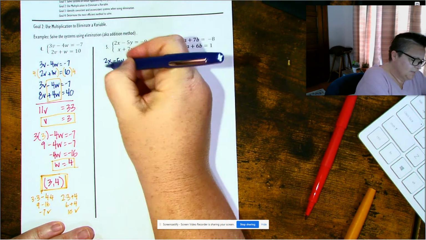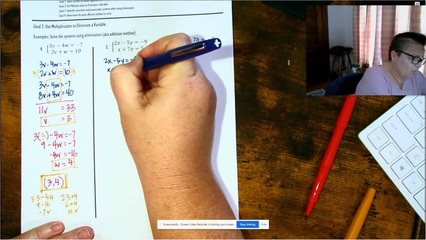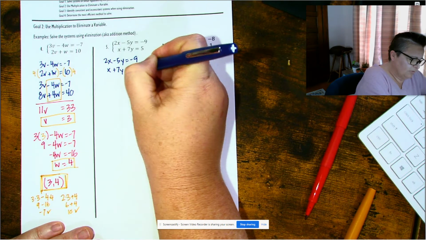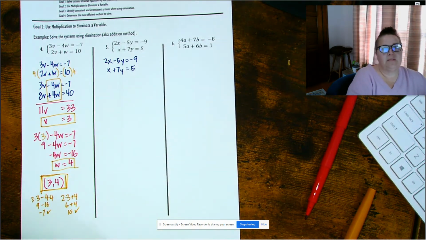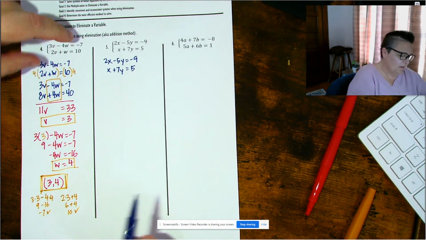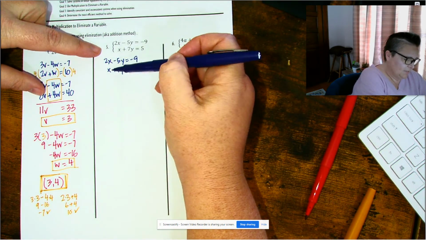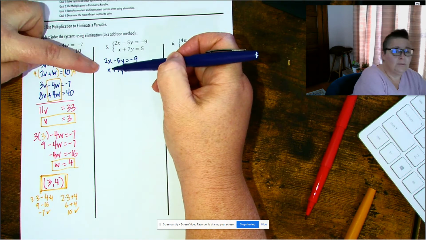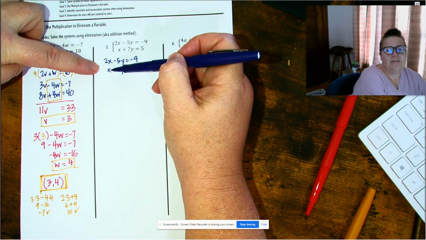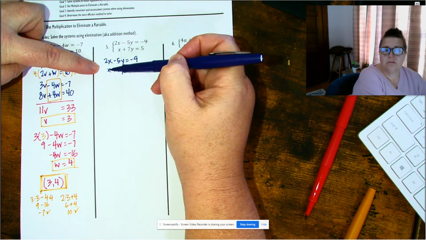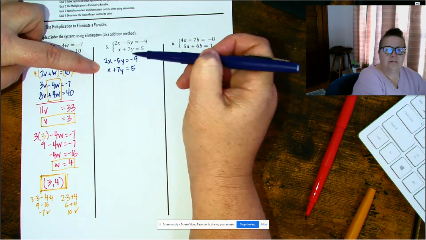And we have x plus 7y is 7. Or 5. Sorry, x plus 7y is equal to 5. Sometimes the biggest mistake is just copying these down wrong. All right. If we look at the x's, here I have a 2x, and if I want to eliminate the x's, I need to have a negative 2 here. I don't. But let's see what the y's are.